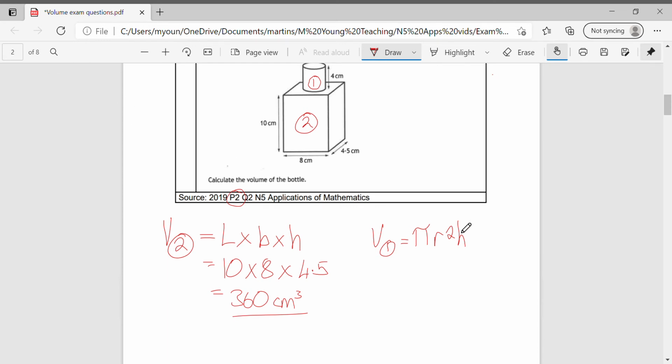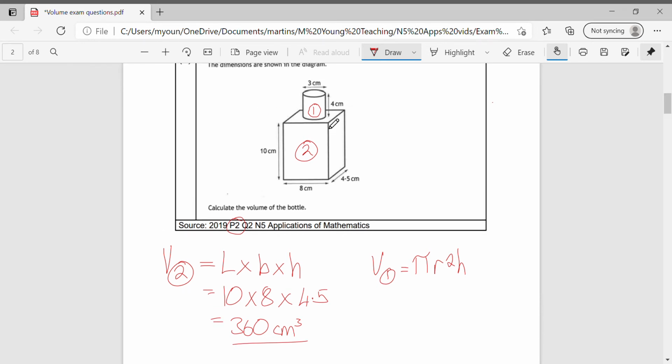So what we need to do is make sure that we've got the values. Here's my cylinder. I've got the height is 4. I'm just going to write that down. What I've got though is the diameter. I don't need the diameter, I need the radius. So to go from the diameter to the radius, I need to half. So that's going to be 1.5. Now I can substitute it into the formula and then put it in my calculator. So that'll be pi times 1.5 squared times the height, which is 4.